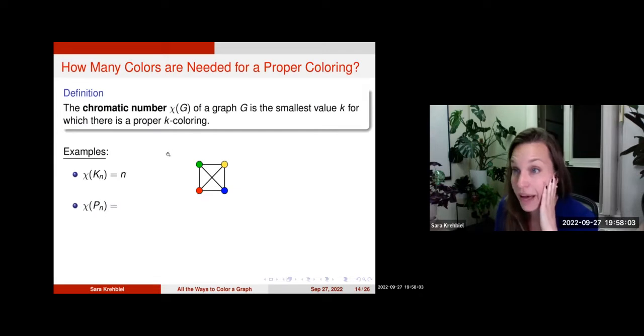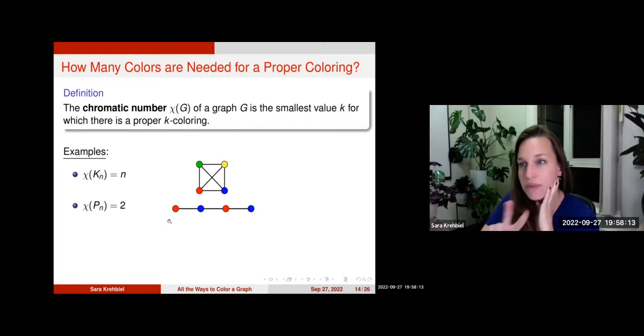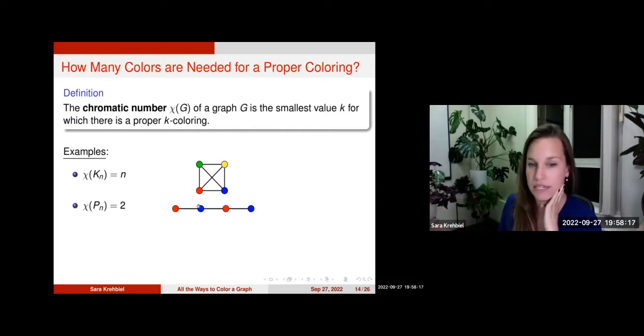Now, if I have a path, I'm going to go through this one quickly. No matter how many nodes I have, I'm going to be able to color this path with 2 colors because I can always just alternate and I don't have to worry about things going anywhere else. Each node is going to have a color that's different from its 2 neighbors, and I'm going to be able to get everything for no matter how big n is.